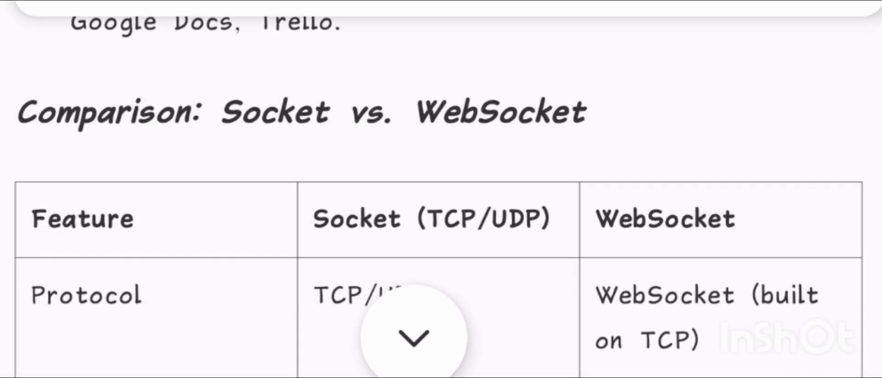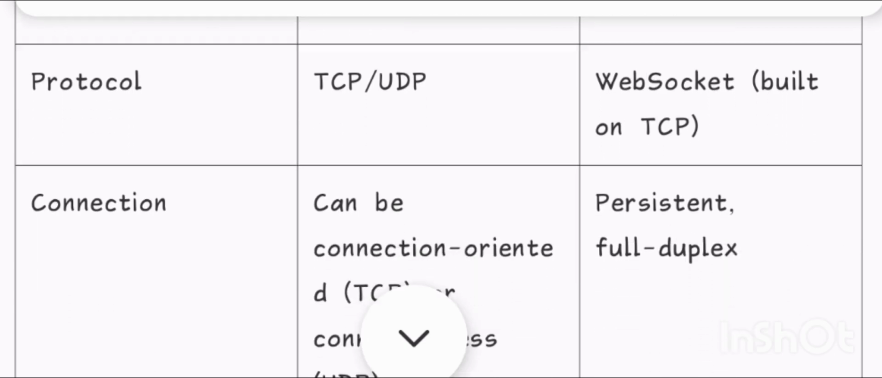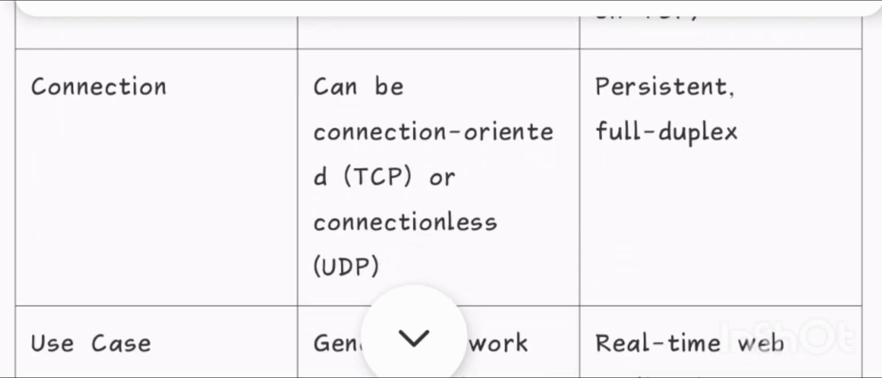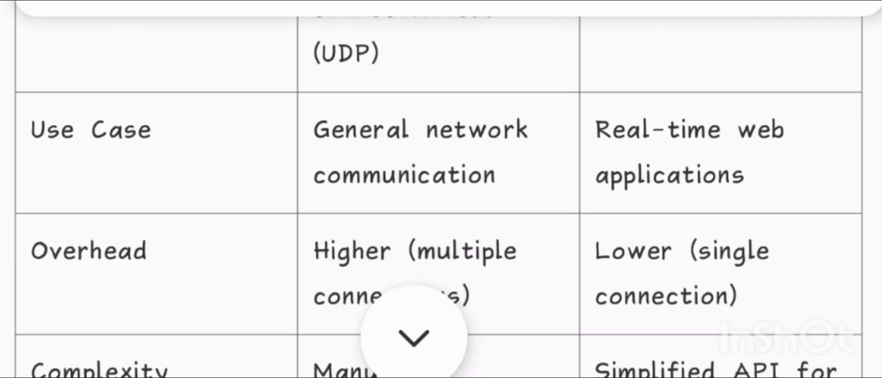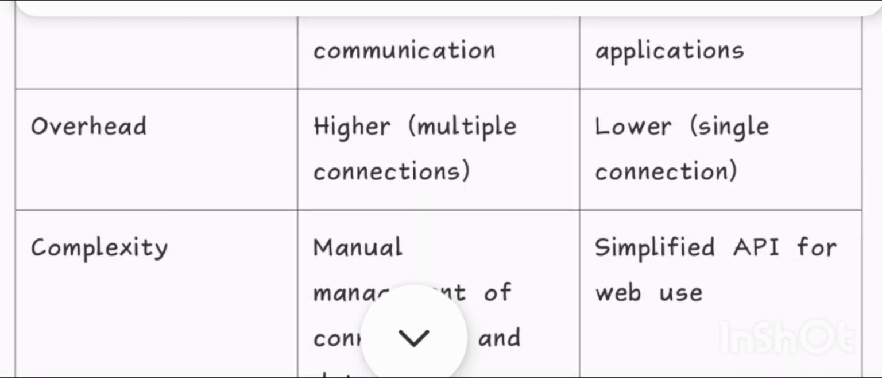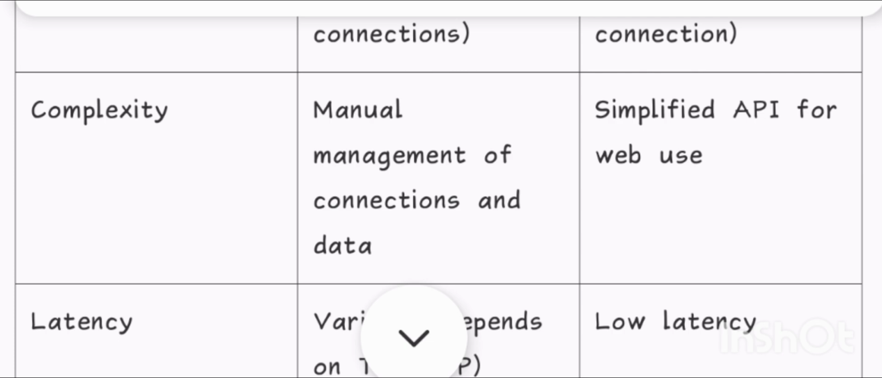Comparison, socket versus WebSocket. Feature: socket is TCP/UDP; WebSocket is full duplex. Protocol: TCP/UDP; WebSocket is built on TCP. Connection: can be connection-oriented, TCP, or connectionless, UDP; WebSocket is persistent, full duplex. Use case: general network communication; real-time web applications. Overhead: higher, multiple connections; lower, single connection. Complexity: manual management of connections and data; simplified API for web use. Latency: variable, depends on TCP/UDP; low latency.